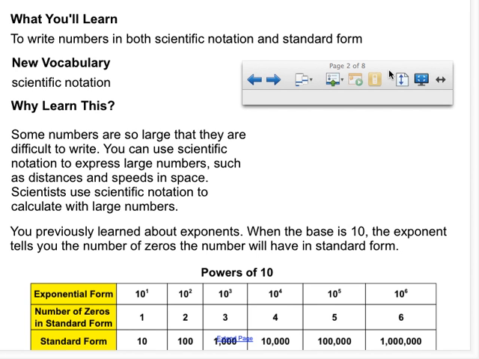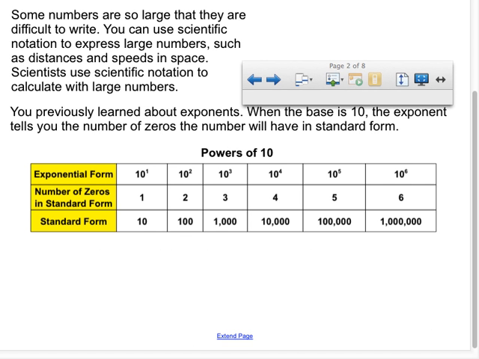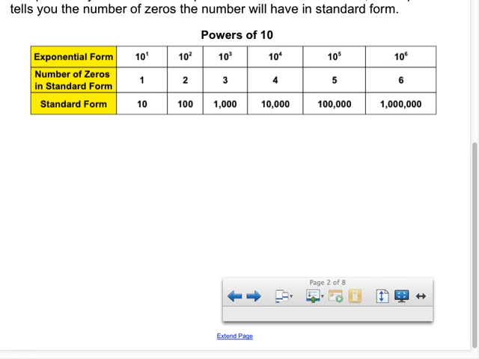Take a look at this table down here. Powers of 10. So here you have exponent form. Here they're telling you how many zeros are associated with that exponent of a base 10. And then standard form is just what's that number without the exponent. Do you guys understand? So look in the first column.